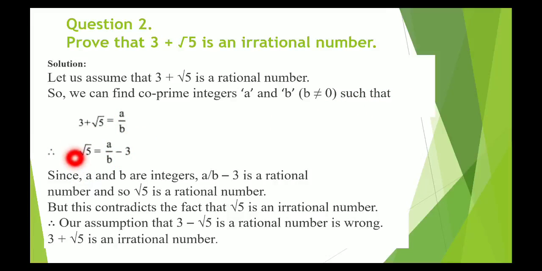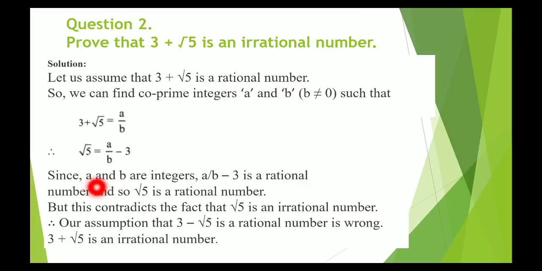I will bring this 3 from the left hand side to the right hand side. When I bring it from the left hand side to the right hand side, this plus 3 will become minus 3. So I will be having root 5 is equal to a upon b minus 3. So since a and b are integers, a upon b minus 3 is a rational number, and so root 5 is a rational number. As I said, the right hand side is a rational number and equal to left hand side. So therefore root 5 is a rational number.